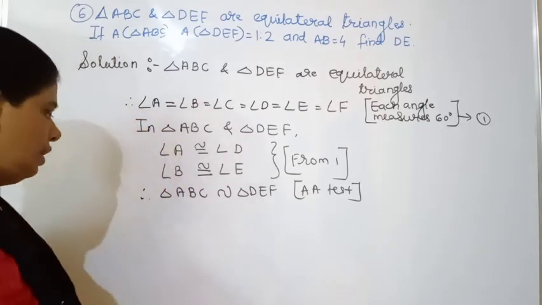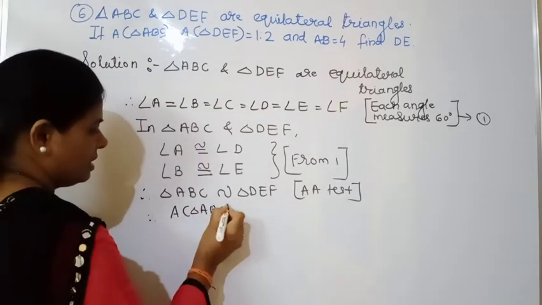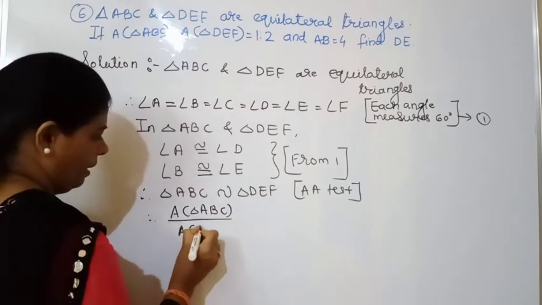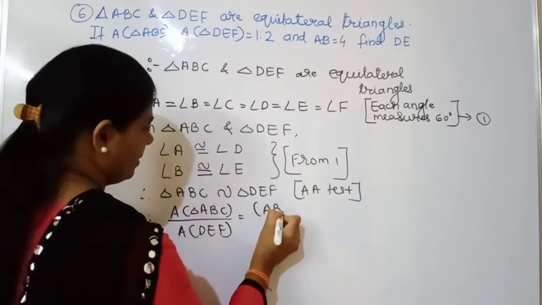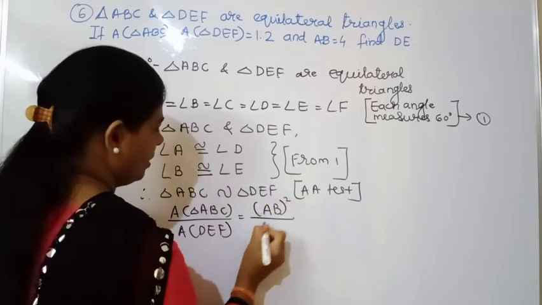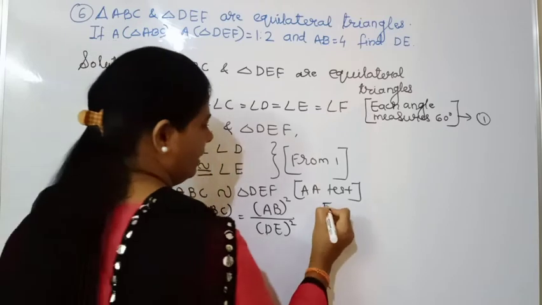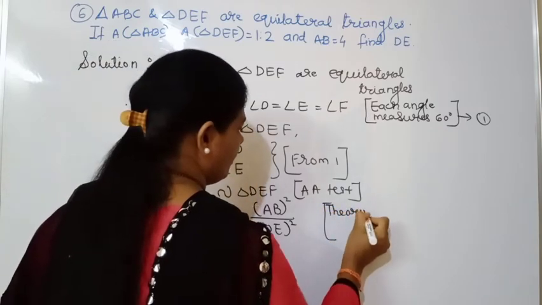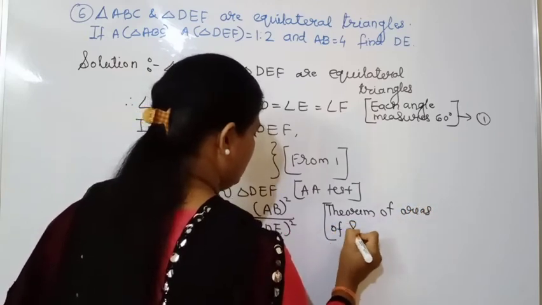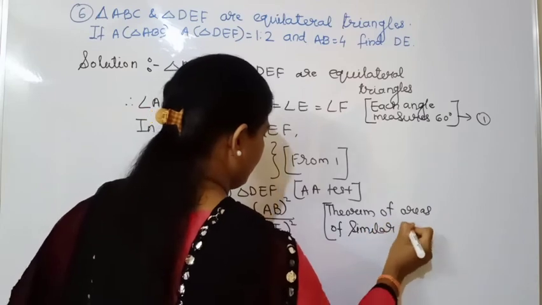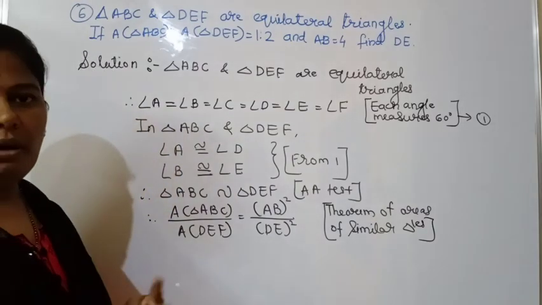Now we can write the ratio. Therefore area of triangle ABC upon area of triangle DEF is equal to AB square upon DE square. We will write the reason here, that is by theorem of areas of similar triangles. Now what will we write? We'll write the values now.